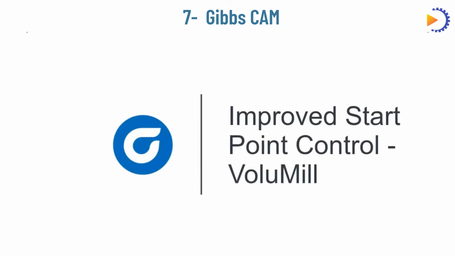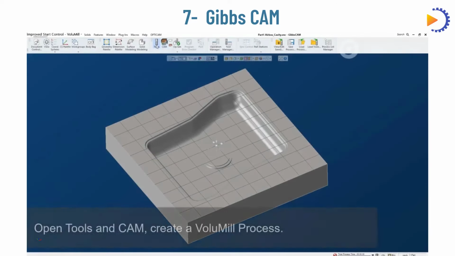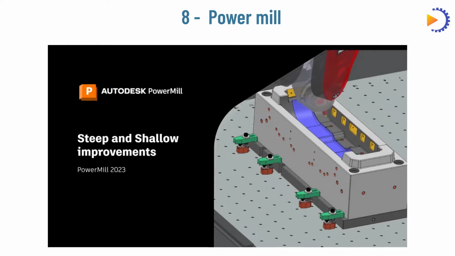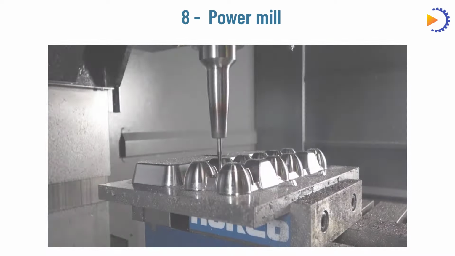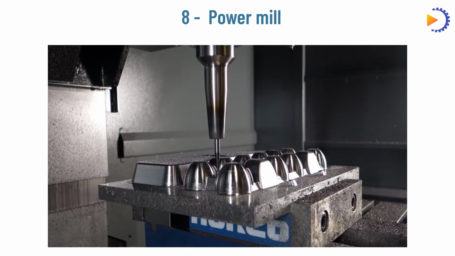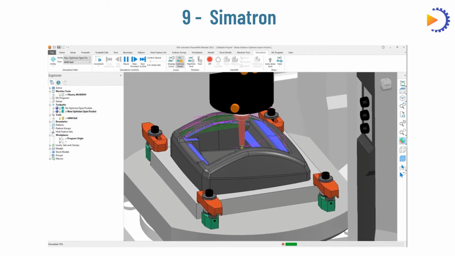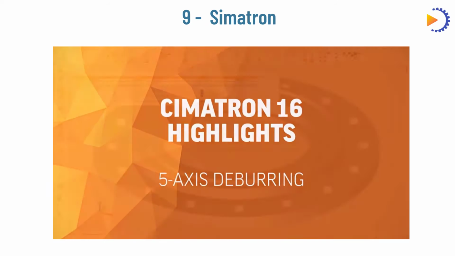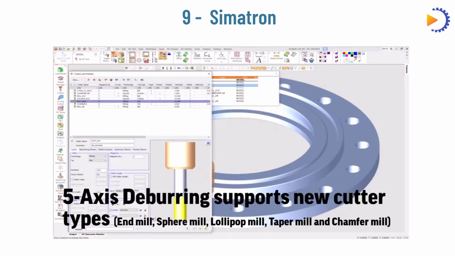7. Gibbs CAM. Gibbs CAM is the most widely used software that provides many tools to design product parts faster. 8. PowerMill. PowerMill CAM software is the tool that has 2 to 5 axis milling capabilities. The benefit of using this software is that it reduces product development time and expense. 9. Simatron. Simatron CAM software includes all toolpaths with NC programming and ensures on-time product delivery.